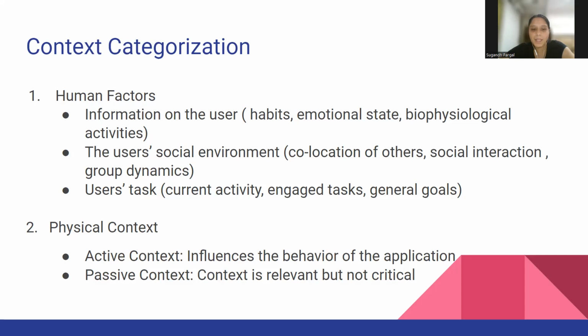But in case of the passive context, the context is relevant, but it is not critical and does not influence the behavior of the application. For example, if we map the location, that application will be location dependent and will change with the changing location. For example, a different kind of behavior will be possible in a hilly terrain, whereas a different kind of behavior is observed in a congested road scenario.